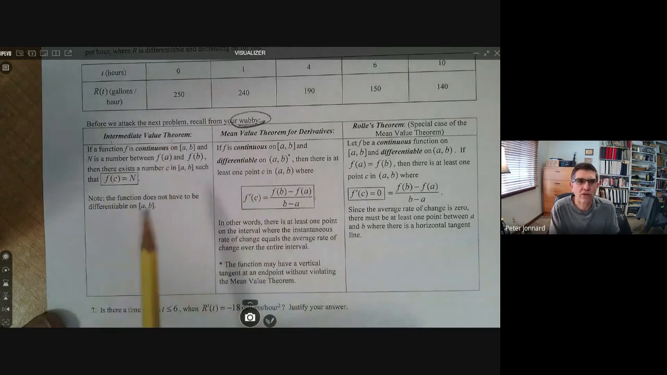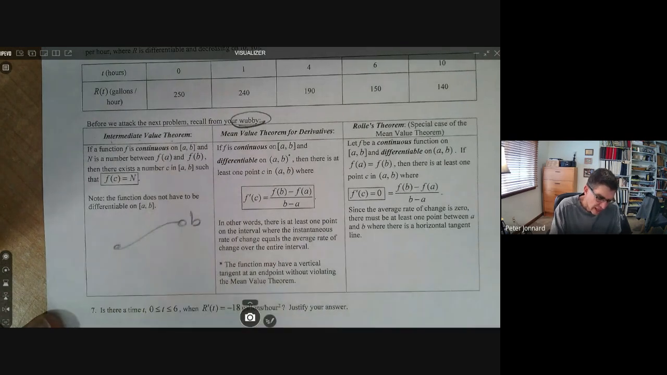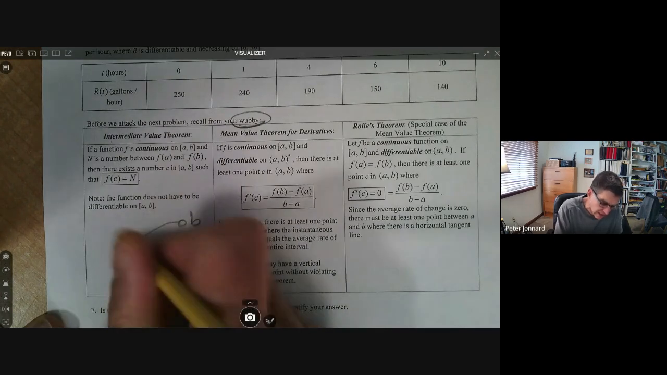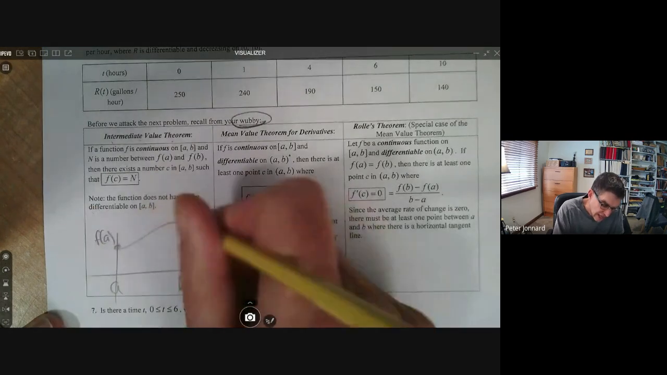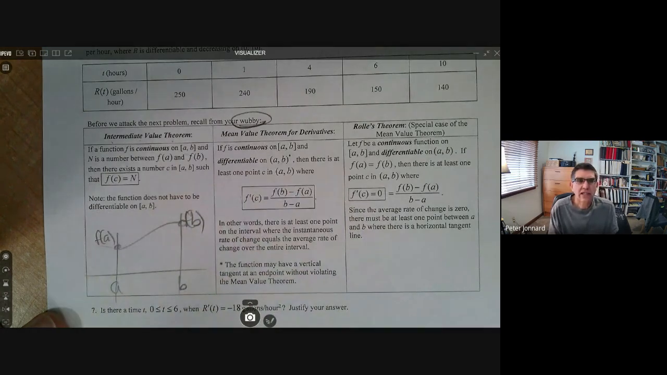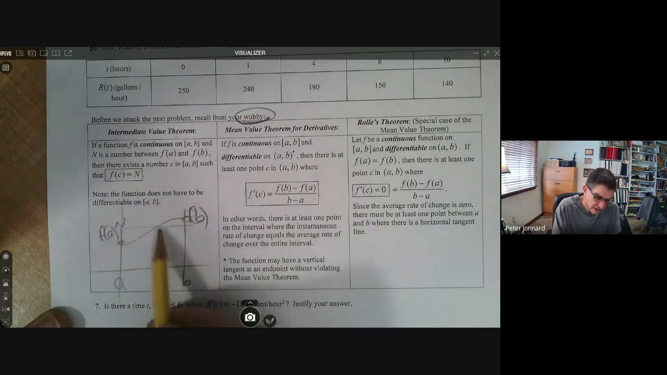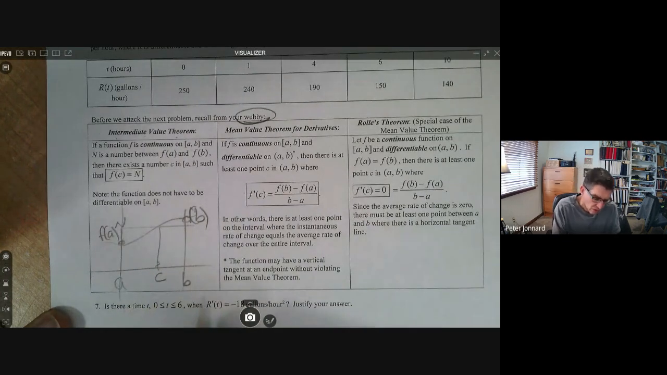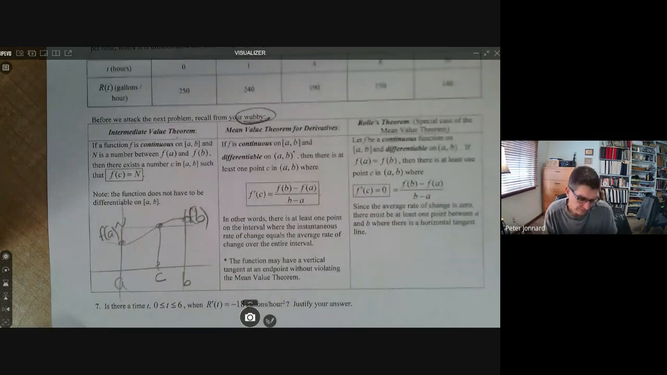The IVT, intermediate value theorem, says if a function's continuous from A to B, and you choose some value in between, and this is A on the x-axis, and this is B, and this is f of A and this is f of B, and n is some number between f of A and f of B, then there's some value C on this interval where f of C is equal to n. And it doesn't have to be differentiable. It could be any pattern as long as it's continuous.